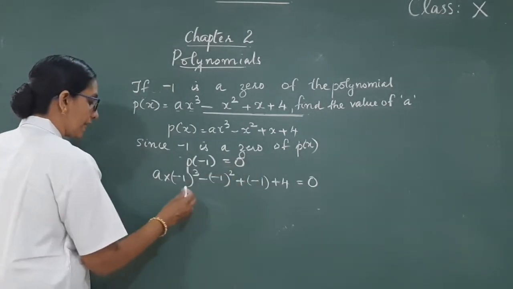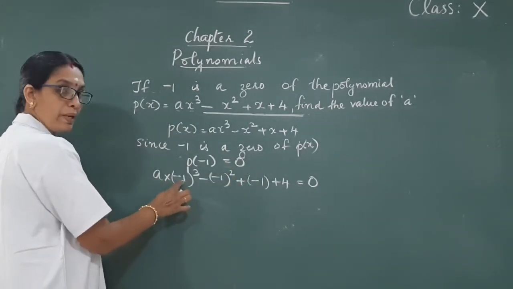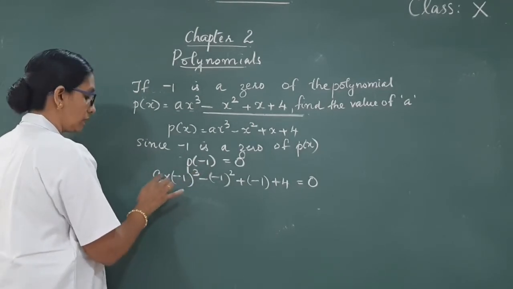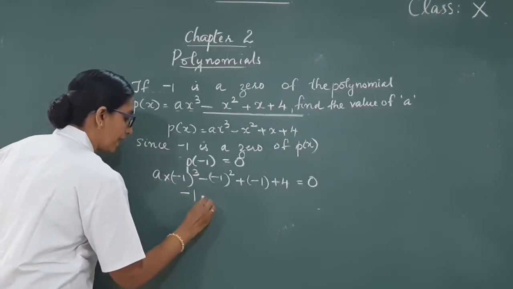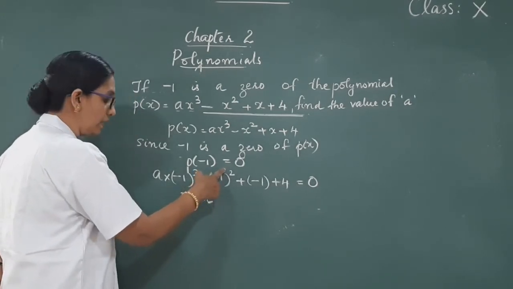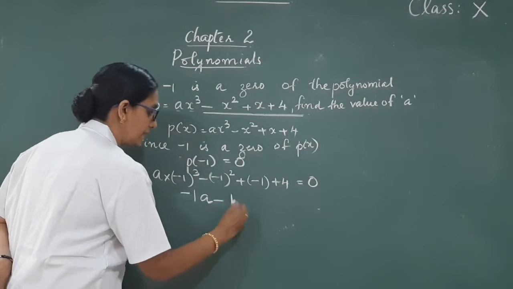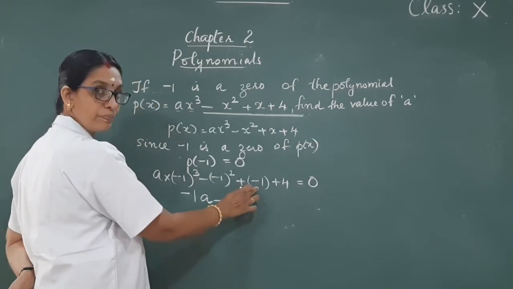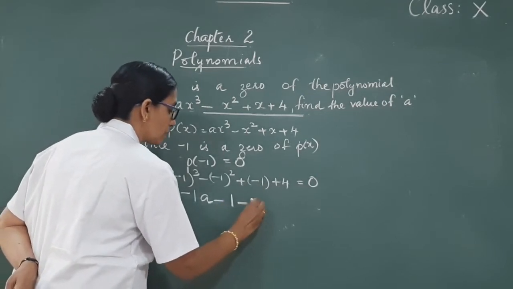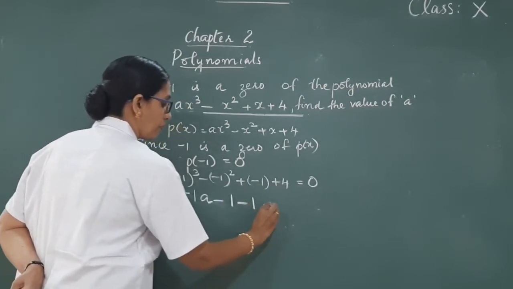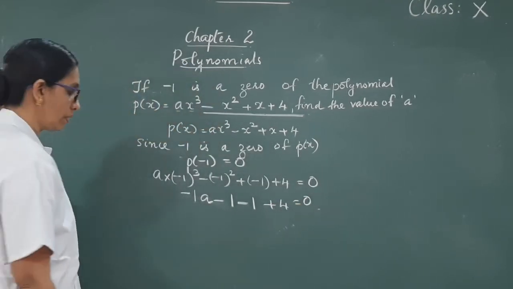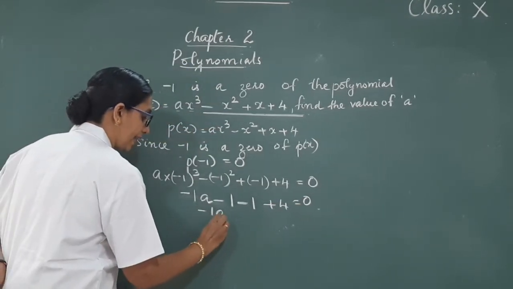Okay. Now simplification. A multiplied by minus 1 the whole cube. Minus 1 the whole cube is minus 1. So a into minus 1, minus 1a. Then minus 1 square is 1, so it is minus 1. Then plus, here minus 1, isn't it? So that is also minus 1 plus 4 equal to 0. Now it is minus 1a.